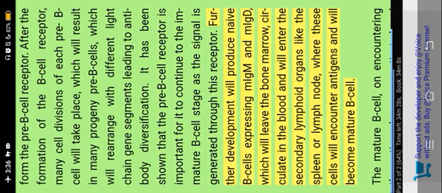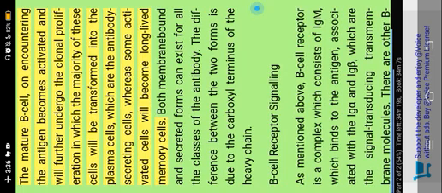Further development will produce naive B cells expressing membrane IgM, which will leave the bone marrow, circulate in the blood and will enter the secondary lymphoid organs like the spleen or lymph node, where these cells will encounter antigens and will become mature B cells. The mature B cell, on encountering the antigen, becomes activated and will further undergo clonal proliferation, in which the majority of these cells will be transformed into the plasma cells, which are the antibody-secreting cells, whereas some activated cells will become long-lived memory cells.